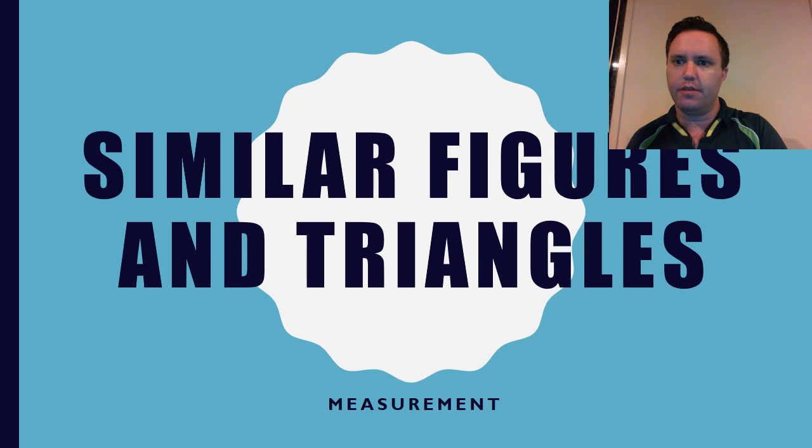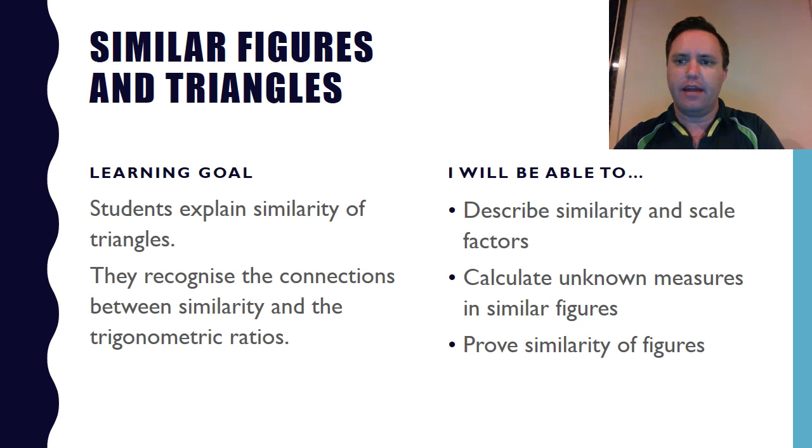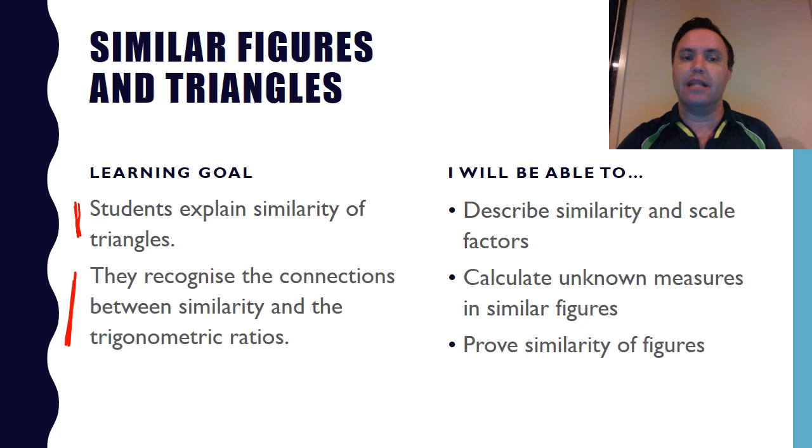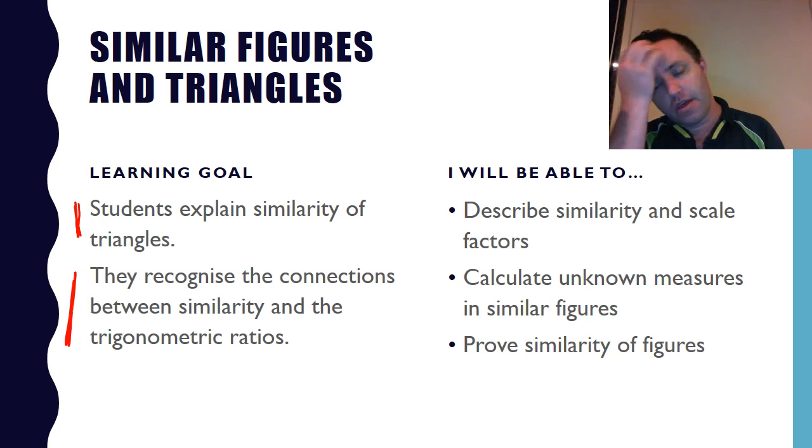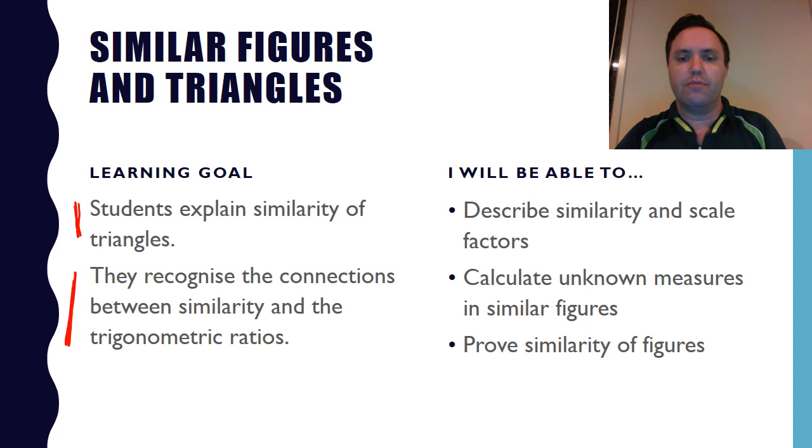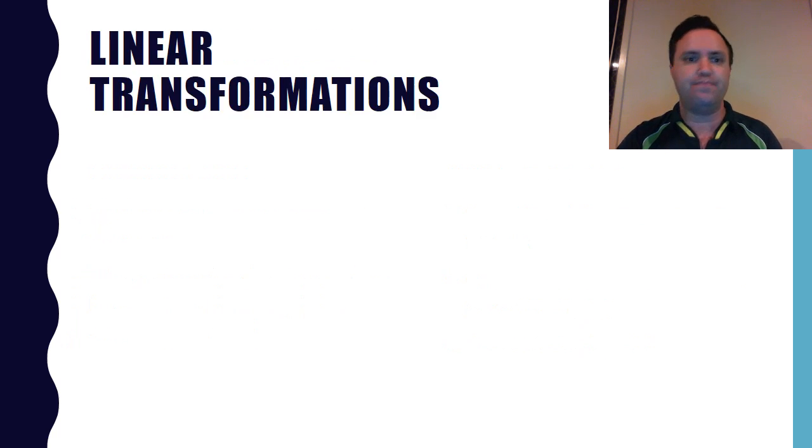Today we're going to be talking about similar figures and triangles. Your learning goal for this one is that you'll be able to explain the similarity of triangles, and that students can recognize the connections between similarity and trigonometric ratios, which is something you may have already done. At the end of this, you'll want to be able to describe similarity and scale factors, calculate unknown measures in similar figures, and prove the similarity of figures.